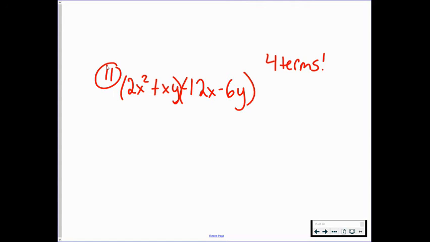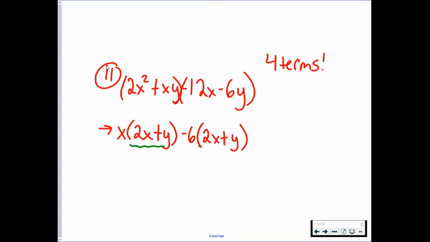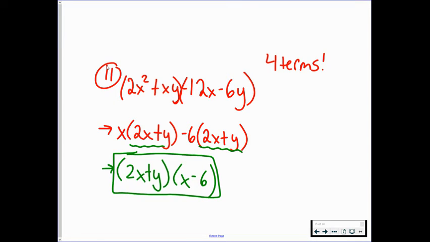Group and group. The GCF out of the first 2 terms is x, which leaves us with 2x plus y. The GCF out of the last 2 terms is -6, which leaves us with 2x plus y. These terms have a common factor of 2x plus y, which means we can factor that out because it's their GCF. And group what's left, the x minus 6 together. And that is how you factor that expression.